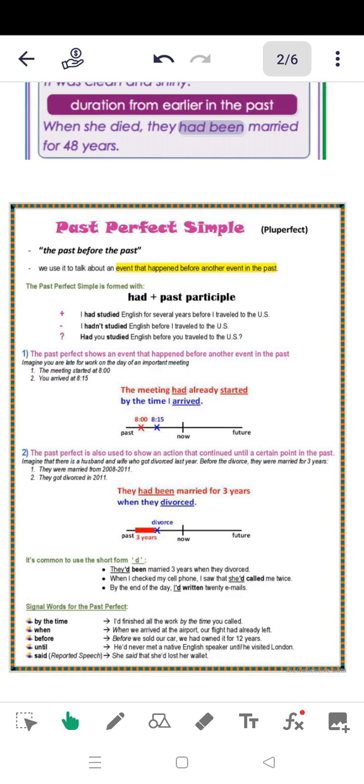So, again, we have 2 actions. The 2 events happened in the past. They had been married for 3 years when they divorced. It is common to use the short form 'd. They'd been. So this is the short form of the verb had been. They had been married 3 years when they divorced. When I checked my cell phone, I saw that she'd called me twice. By the end of the day, I'd written 20 emails.